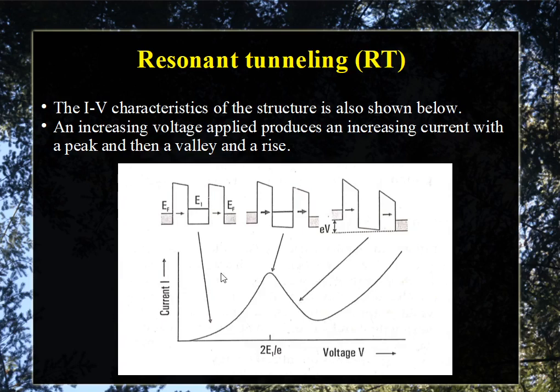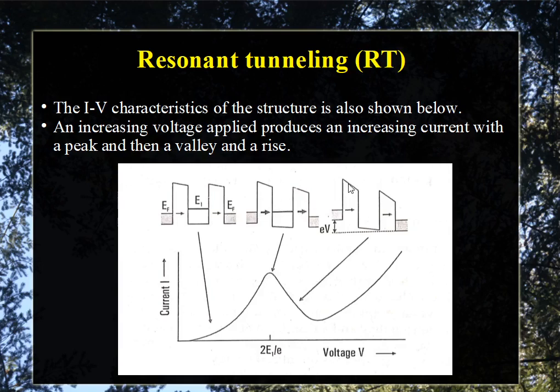So I will explain again. When you start applying voltage, the tunneling increases. When EF and E1 get aligned, the current will be maximum. At this point, look here, at this particular voltage, the current will be maximum, the peak. That is, EF and E1 get aligned.